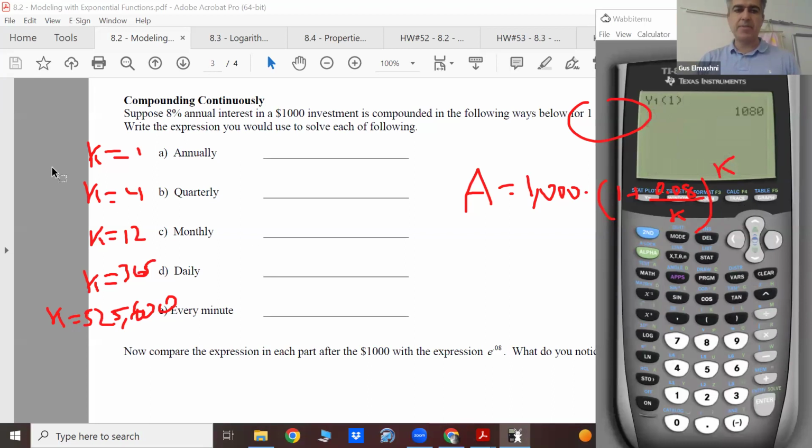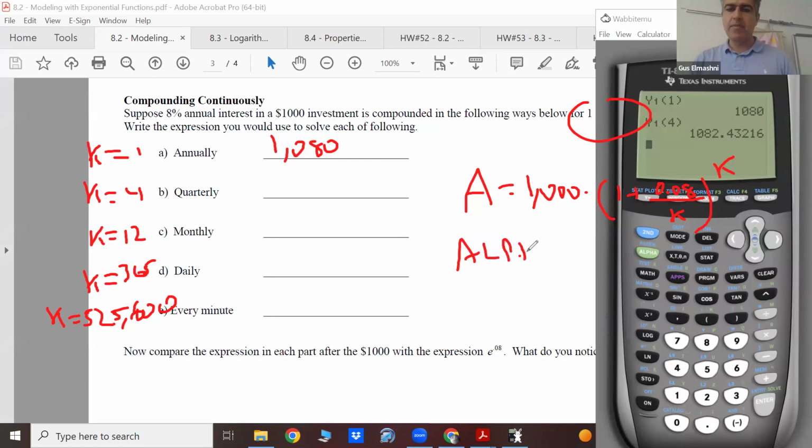You can call up the equation and plug in 1. So $1,080. Then what I'm going to do, if I hit second enter, it repeats the equation. So what you're doing, you're treating this like f of x notation. Alpha trace is how you do it.